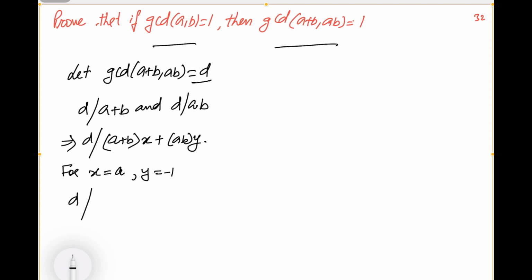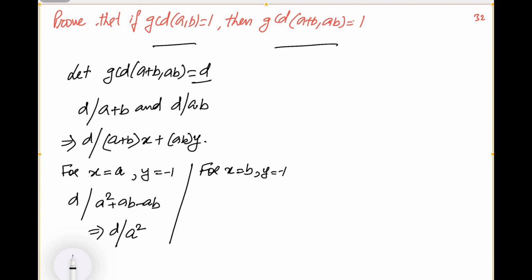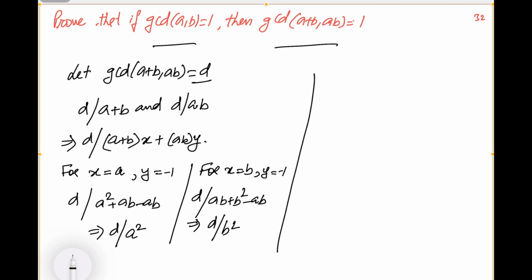So we get d divides a square plus ab minus ab, which implies d divides a square. Now for x equal to b, y equal to minus 1, we get d divides ab plus b square minus ab. So again we get d divides b square. So as in the previous manner, what we have, d divides a square and d divides b square. So we know there exists a prime number p which divides d.